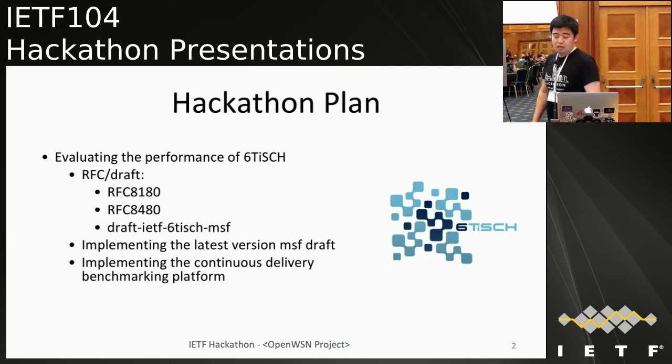So 6TiSCH is an active working group, and it already published several RFCs, like RFC 8180 and 8480, and also several drafts that we are right now trying to evaluate the performance. One of them is the 6TiSCH MSF draft, which is a scheduling function running at the MAC layer. So another target during the hackathon is we were trying to benchmark the 6TiSCH performance using a continuous integration platform.